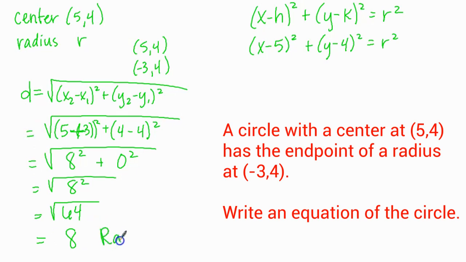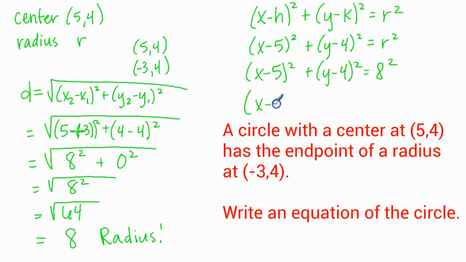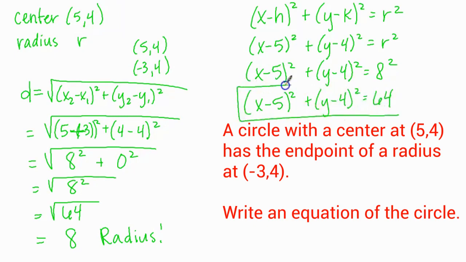So I'm going to go back and take my 8, and now I'm plugging that into the equation. And then as you work that out, you just expand the 8 squared. And there you go. That's the equation of your circle for that problem. All right. And so that is how you write equations of a circle when you need to find the radius if it's not given to you.